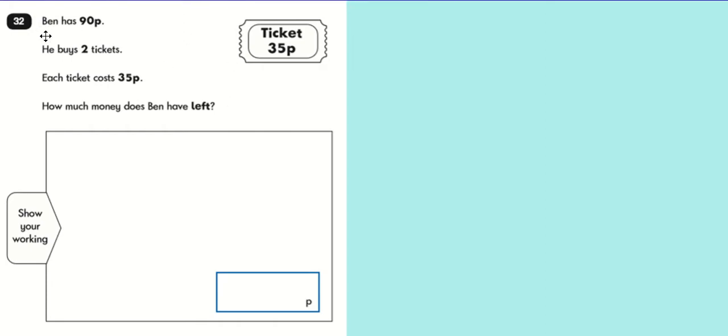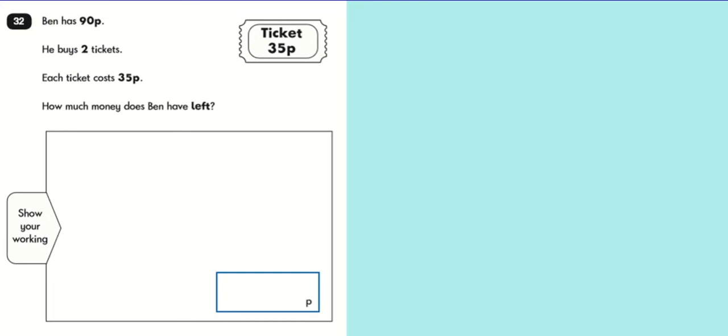Okay, so let's read today's first question. It says, Ben has 90p. He buys 2 tickets. Each ticket costs 35p. How much money does Ben have left? Okay, so it sounds as though there are going to be some different operations in this question.